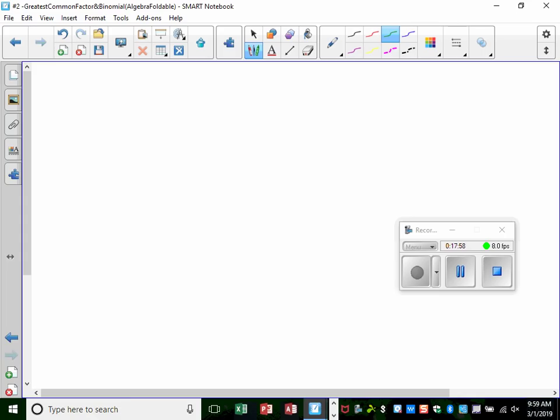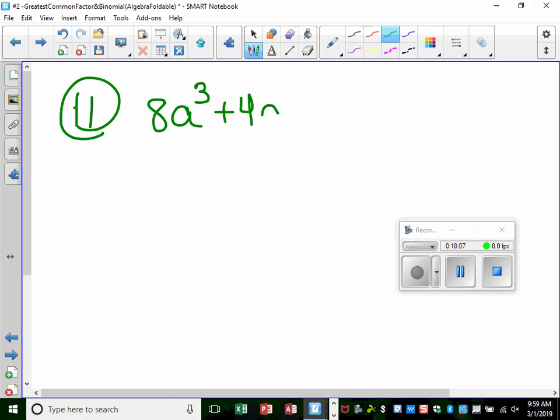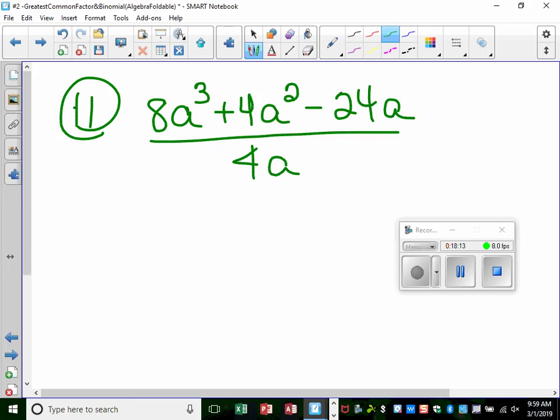So I'm just going to do a couple of these with you. So look at question number 11 on page 1, where you have 8a to the third plus 4a to the second minus 24a, all divided by 4a. Okay. So if you feel like there's enough space here, you can definitely just do it here. If you feel like you want more space, you can definitely use your spirals.